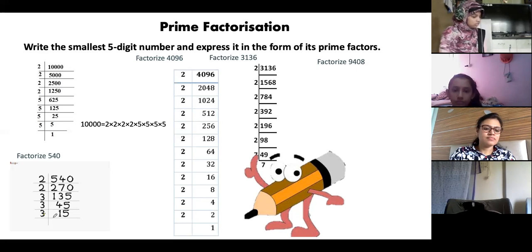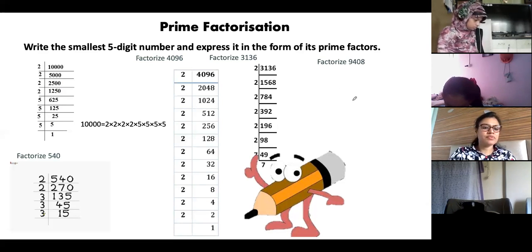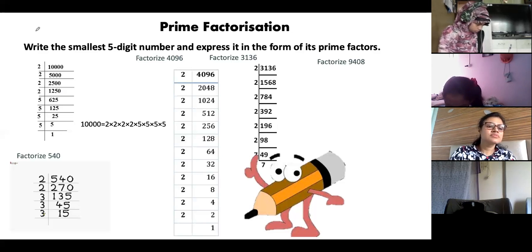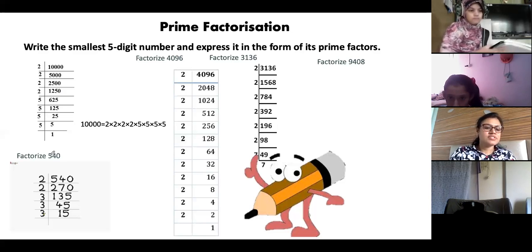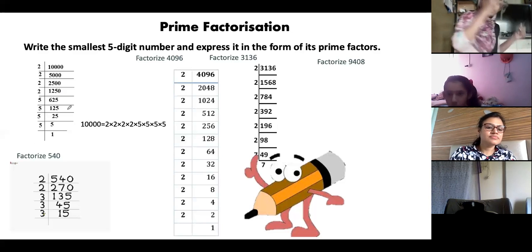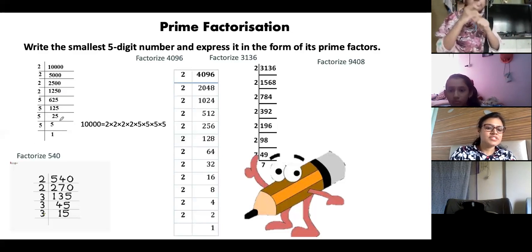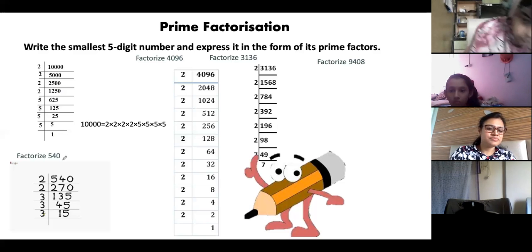Ma'am, 9408. Okay. Yes, 948 is the last one. Now tell me, Musfira, should I make this W capital or not? Because it is the first word of a sentence, shall I make it capital? Yes, ma'am.